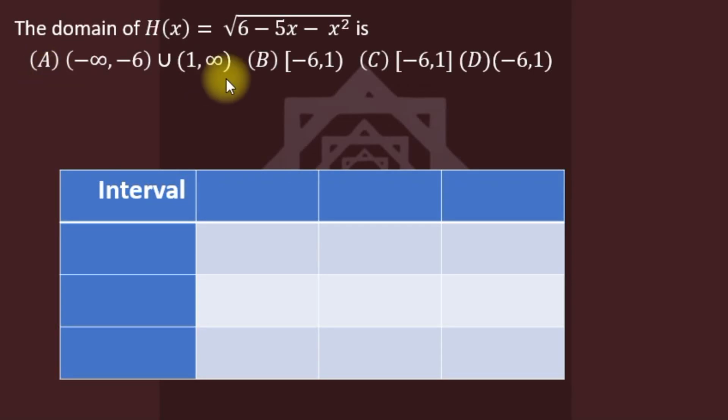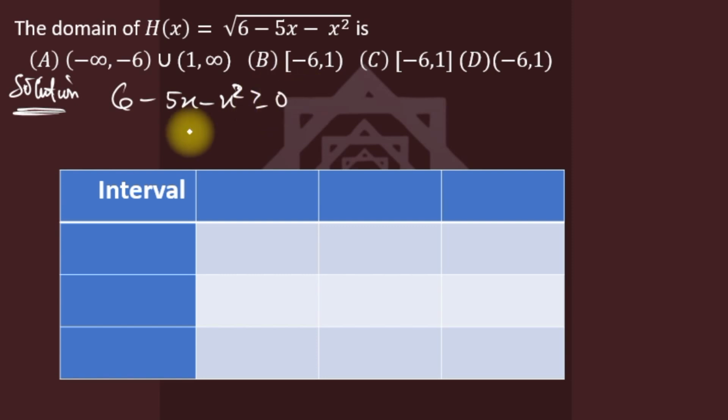We're asked to find the domain of this function. From what I've said, the domain is just the set of real numbers for which a formula or function is defined. For this to be defined, the square root, whatever is inside, must be greater than or equal to 0. If I multiply by negative, I have x squared plus 5x minus 6 is less than or equal to 0.